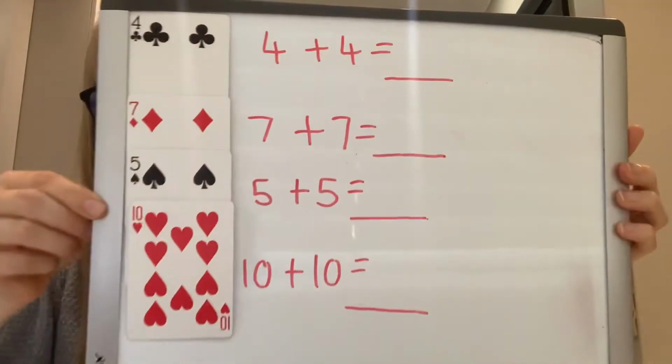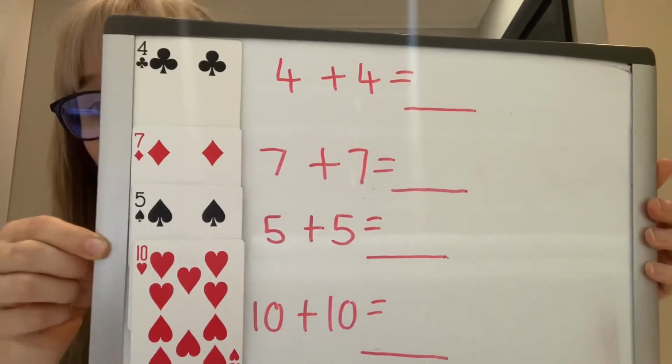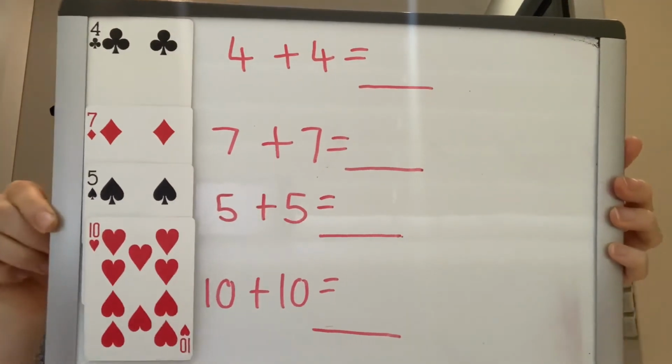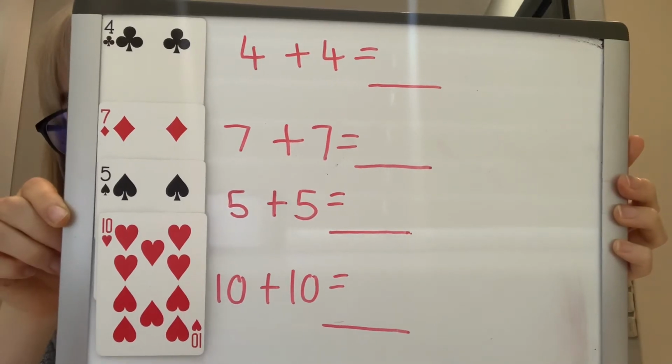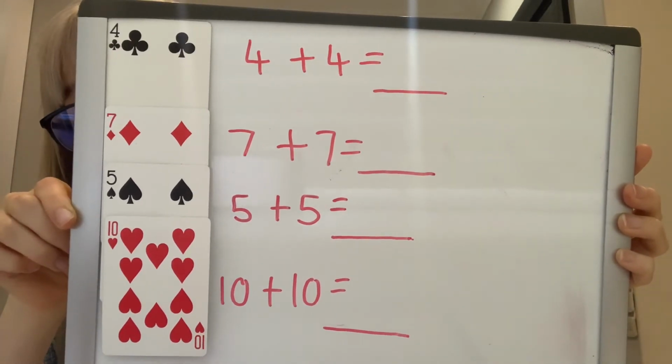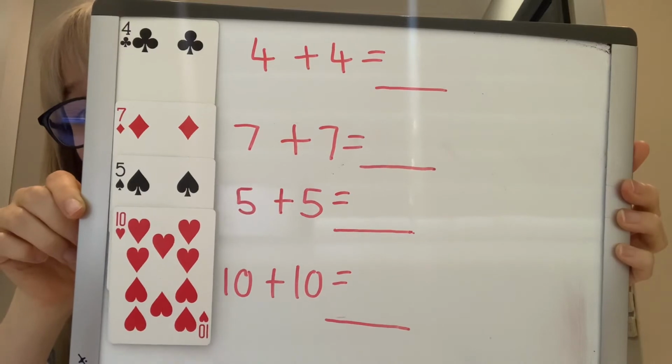All right, learners, to wrap up this lesson, I have on my whiteboard our 4 fabulous fun sums that I would like you all to write on your whiteboards and to show me your working out. The sums that we have are 4 plus 4 equals, 7 plus 7 equals, 5 plus 5 equals, and 10 plus 10 equals. Remember, you can use ones to work this out.